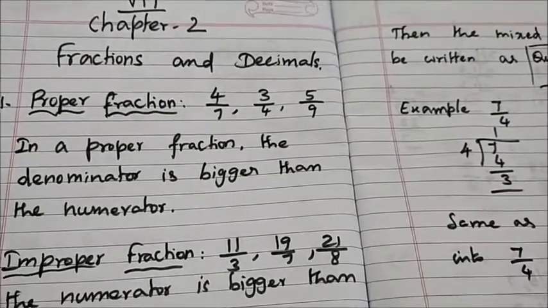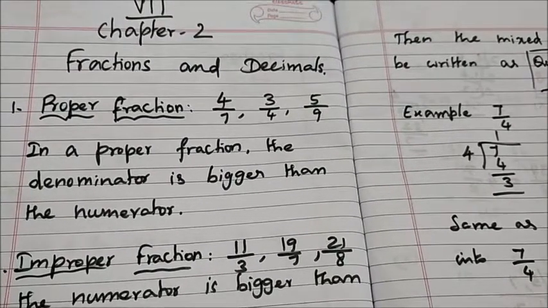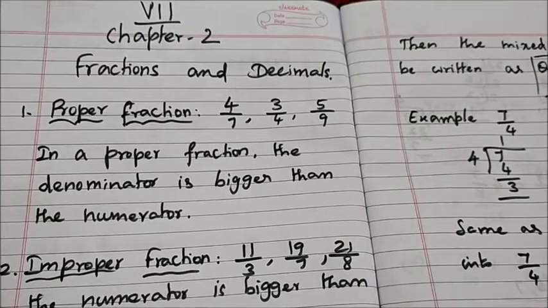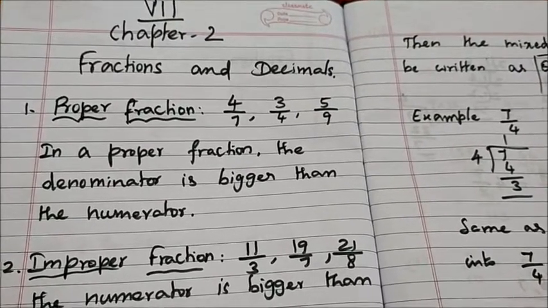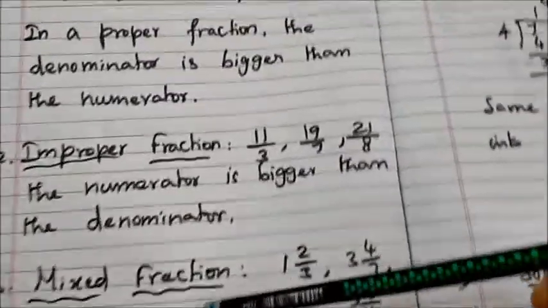Now we are going to see 7th standard chapter 2, fractions and decimals, in the NCERT syllabus. What is a fraction? I think you have studied fractions last year. Fractions represent equal parts of a whole or a collection. There are proper fractions, improper fractions and mixed fractions.